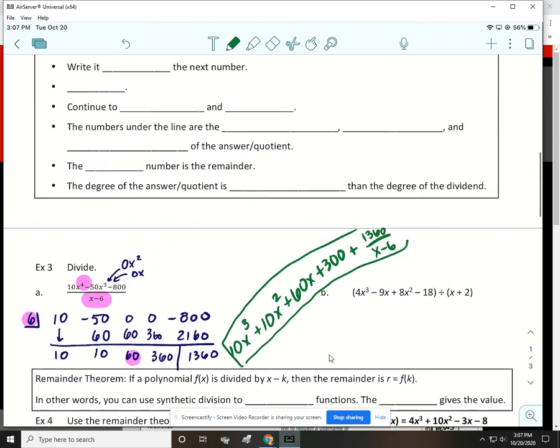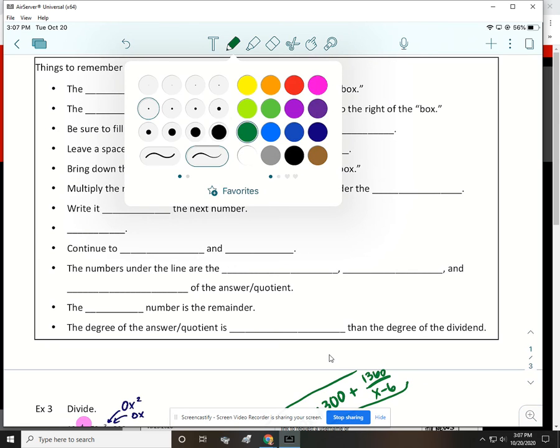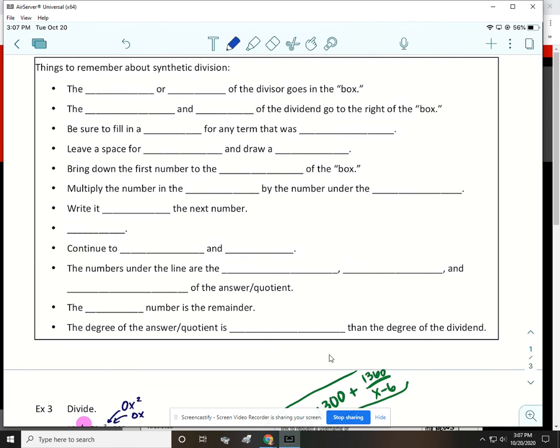Okay, so let's fill in these blanks. So if you do this without me and that's all a blur to you, we're going to do another example, but if that's all a blur to you, go back and read these steps. It tells you exactly what to do. Okay, so the root, or the 0, of the divisor goes in the box, and normally we just think of it as the opposite.